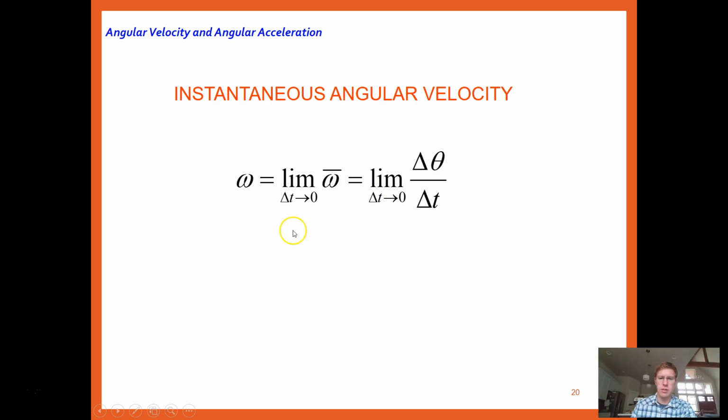So the instantaneous, we just take the limit as time approaches 0. Taking the limit, we will just really redefine omega, the instantaneous angular velocity, as being the derivative of angular displacement with respect to time, just like we saw back in chapter 2.